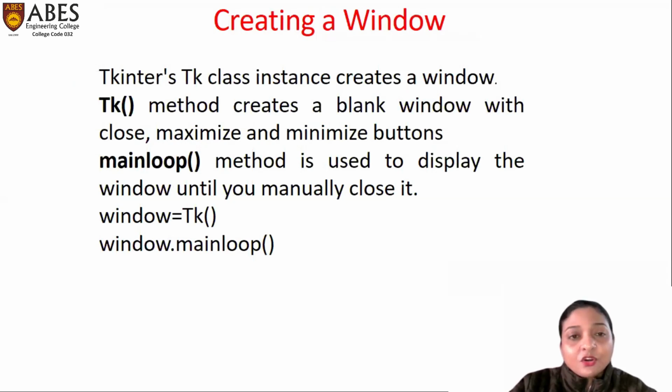So first, if you want to use Tkinter GUI, the first thing should be creating a window. How to create a window? Tkinter's Tk class instance creates a window by the name Tk. This creates a blank window with close, maximize, and minimize buttons. And with that, the mainloop method is used to display the window until you manually close it. These two lines are the syntax. First is creating a window. Second line is mainloop to manually close it.